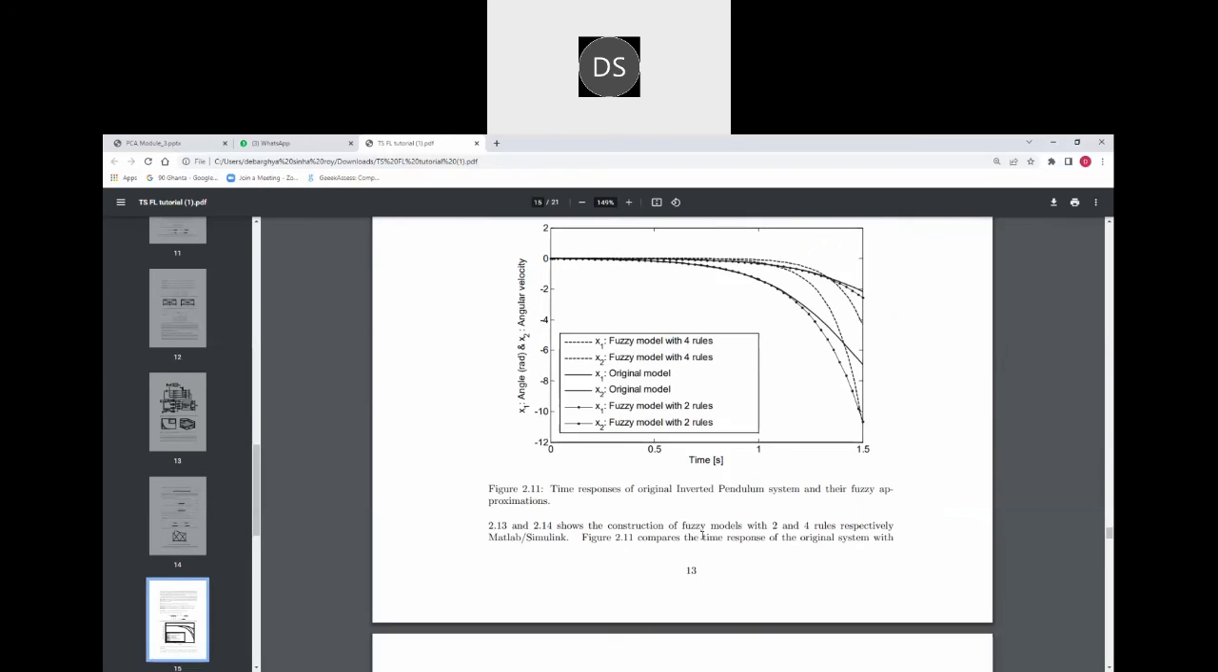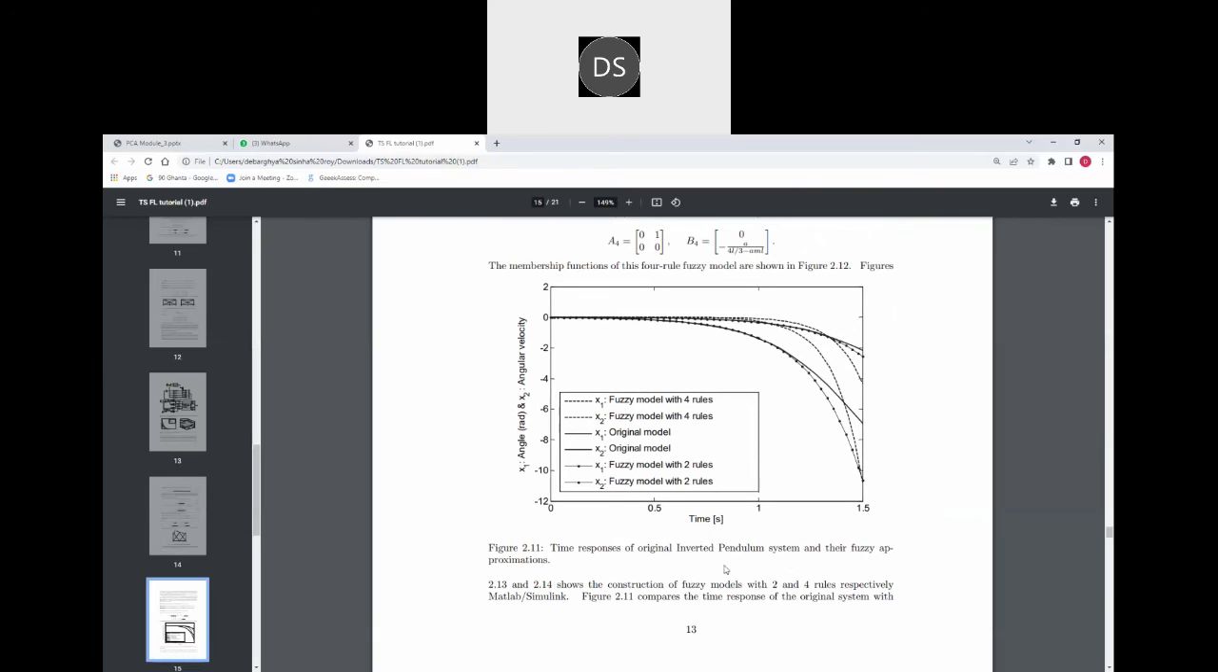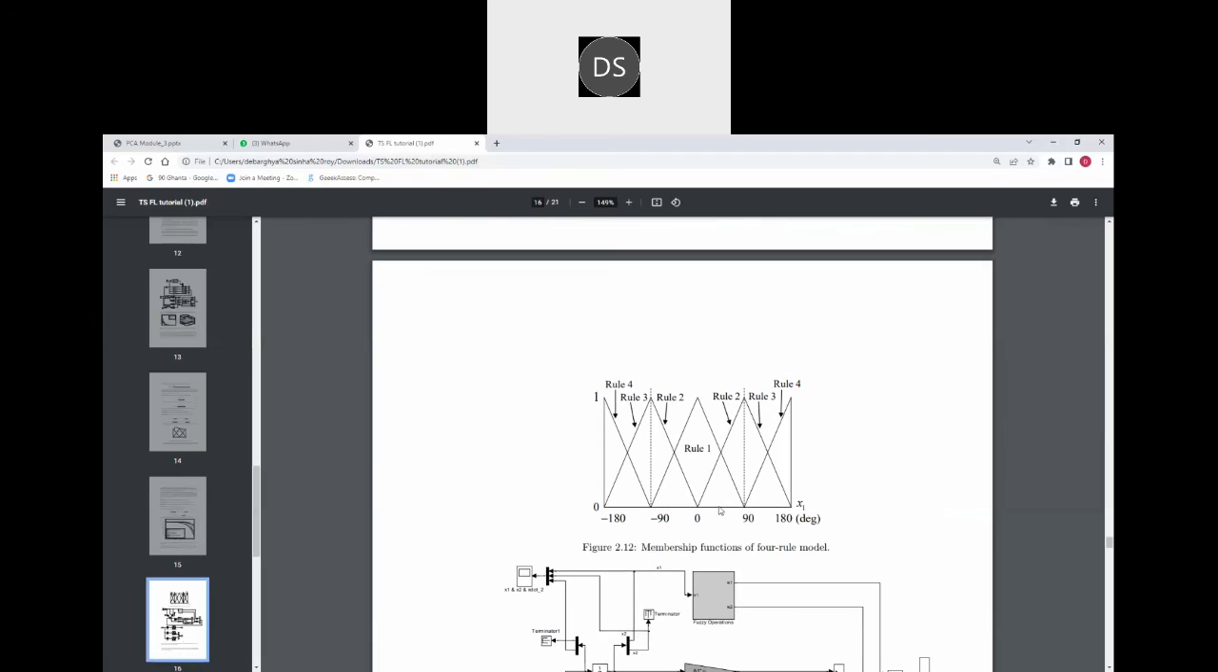From here, after simulation, we have got the time responses of the inverted pendulum after applying fuzzy approximations. If the pendulum revolves a whole circle, for positive it will go from 0 to 180, and for negative it will go to minus 180. Here we describe four rules: when it is around 0, rule 1; around plus 90 to minus 90, it will go through rule 2; around plus minus 180, it will go by rule 4; and the rest can be considered in rule 3.